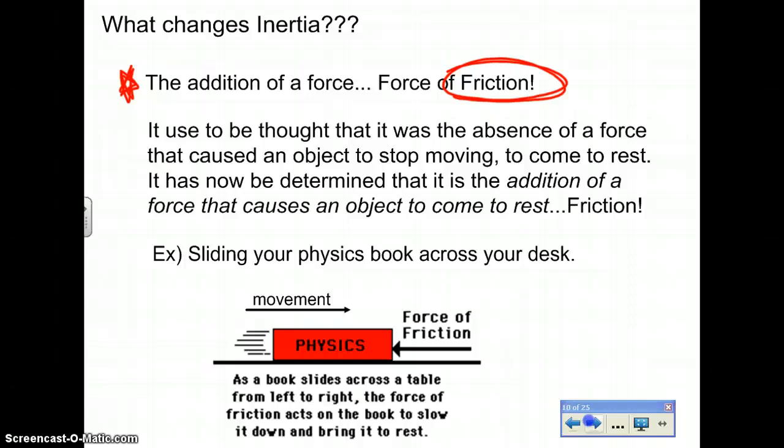Okay, so it used to be thought that it was the absence of a force that caused an object to stop moving and to come to rest. It's now determined that it is the addition of a force that causes an object to come to rest, and that additional force is friction.